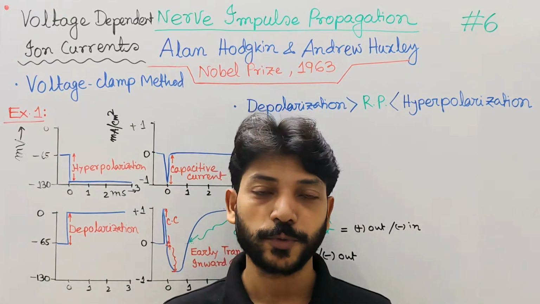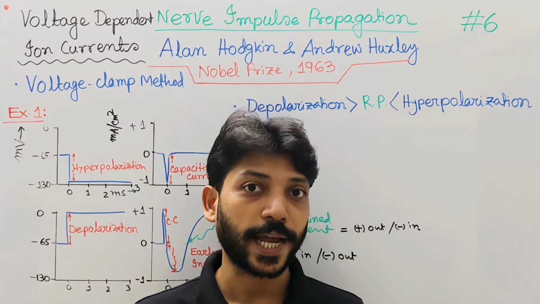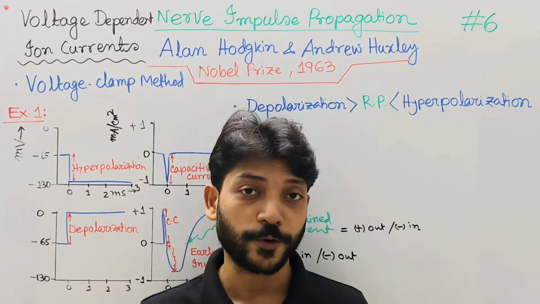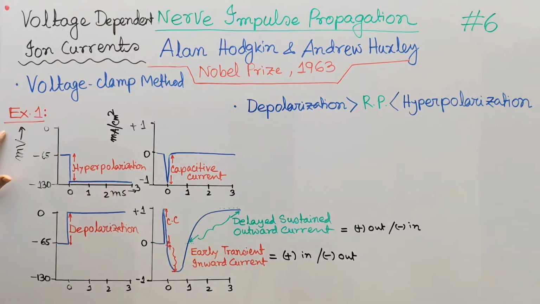Welcome everyone. Today I will be going to talk about three experiments that were performed by Alan Hodgkin and Andrew Huxley back to back in 1952 that had brought them the Nobel Prize in 1963 in physiology or medicine. Now at first I will explain experiment 1.